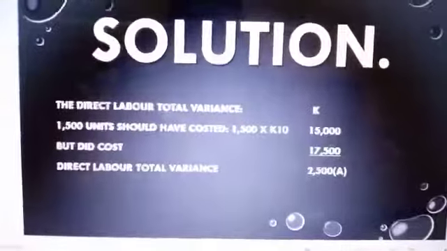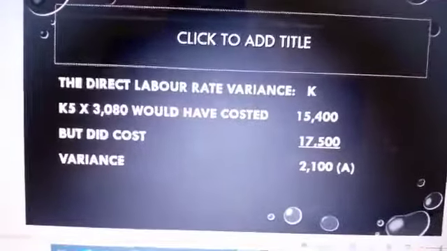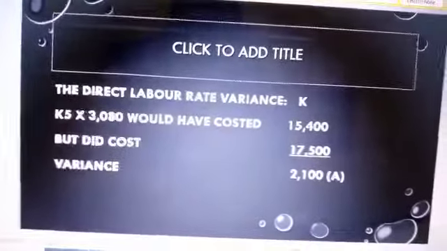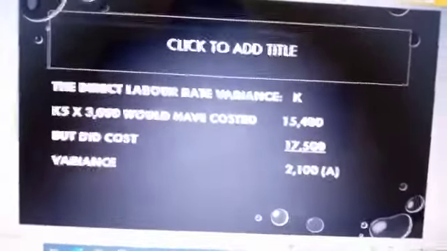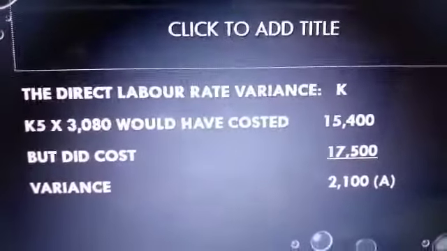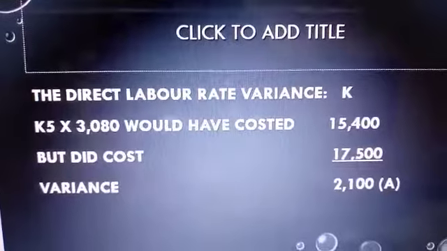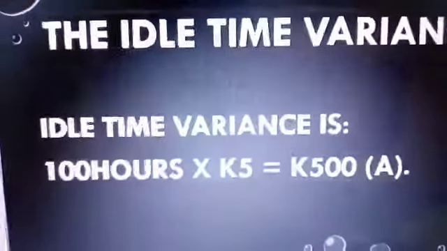is the variance. When you look at the direct labor rate variance, remember the rate, you're looking at something which is followed by the word per. This one per hour, this one per. So the per will guide you that this is where you do the variance looking at the rate. So 5 kwacha by 3,000, it would have been 15,400, but you did 17. The difference is the variance.